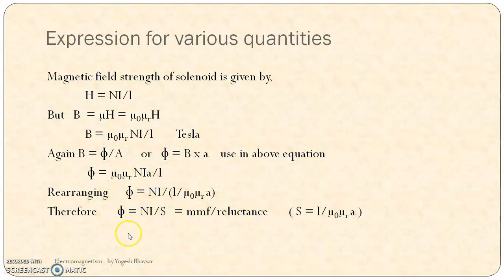So we get this formula, phi is equal to Ni by S, that is MMF by reluctance. As I said, this is the Ohm's law of the magnetic circuit, phi is equal to MMF by reluctance. It is very similar to the electrical circuit, where we say I is equal to V by R.